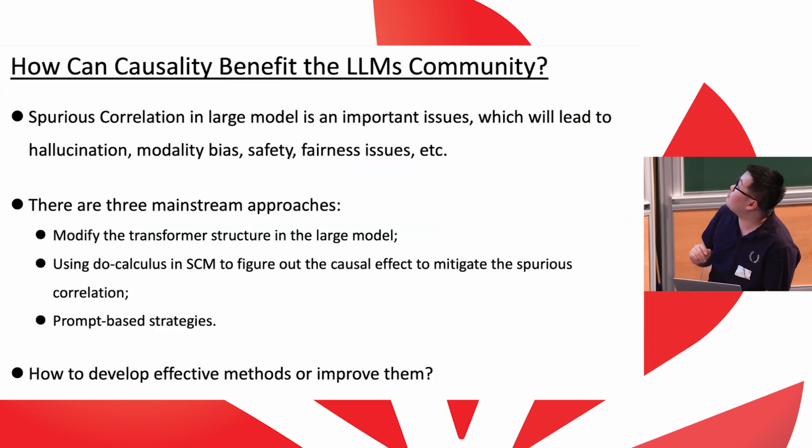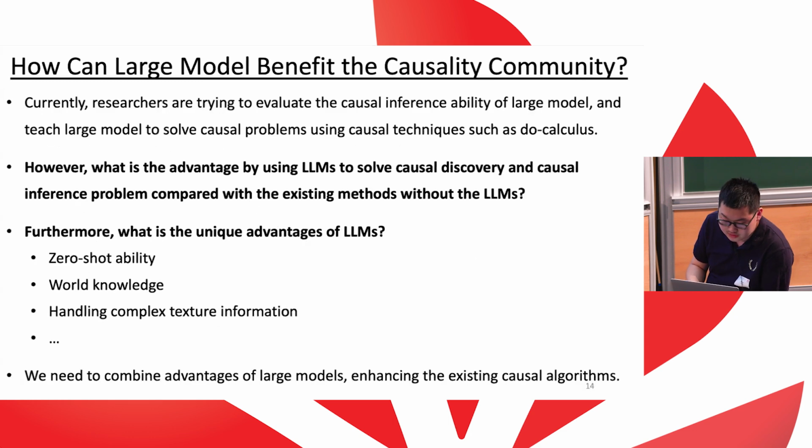So this panel will be focusing on two sides. The first is how causality can benefit the large language models community. Previously I showed that spurious correlation in large models is a very important issue, which will lead to hallucination, modality bias, safety, and fairness issues. We know there are many mainstream approaches, but how can we develop more effective methods, or improve them, to mitigate the hallucinations of large language models?